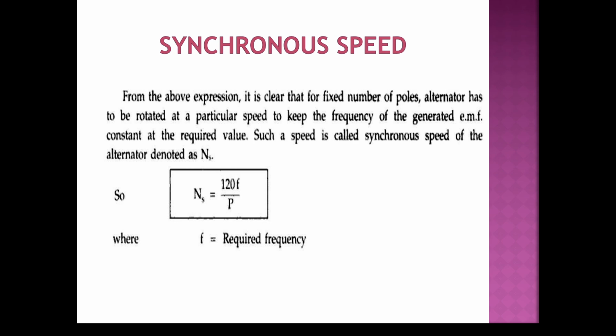Now let us see the synchronous speed. For a fixed number of poles, the alternator has to be rotated at a particular speed to keep the frequency of EMF constant. Such a speed is called the synchronous speed of the alternator. It is denoted by Ns. Ns is equal to 120F by P, where F is the required frequency. In our country, the frequency of alternating EMF is 50 Hz. So to get 50 Hz for different numbers of poles, the alternator must be driven at different speeds, called synchronous speeds.